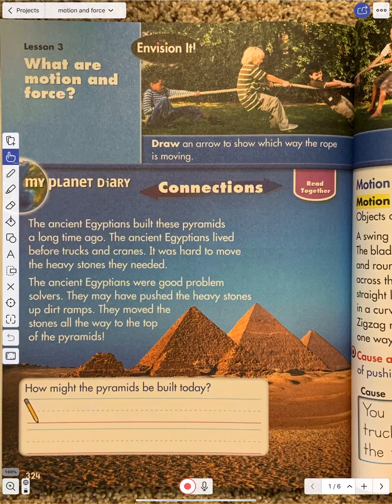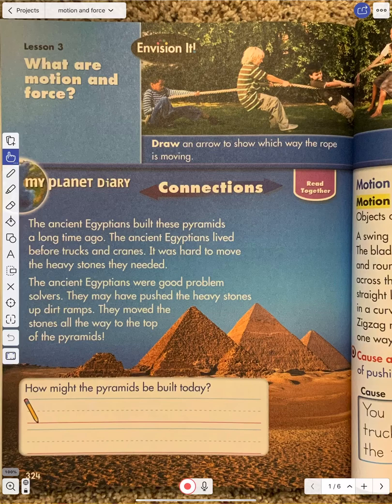And today we are going to be looking at lesson 3 in your science book on page 324. And as you read through the text, be thinking about cause and effect, how one thing causes another thing to happen, and there'll be spots that we stop along the way and talk about that. On page 324, we have some ancient Egyptian pyramids.